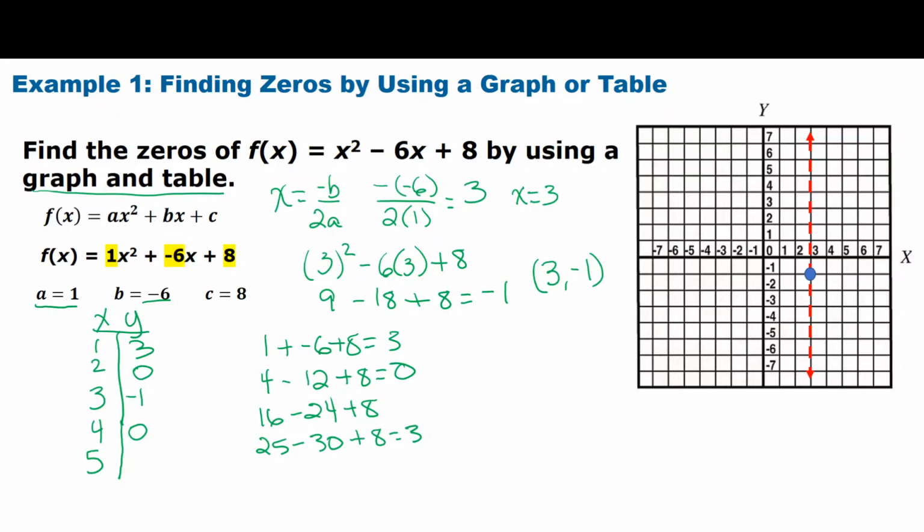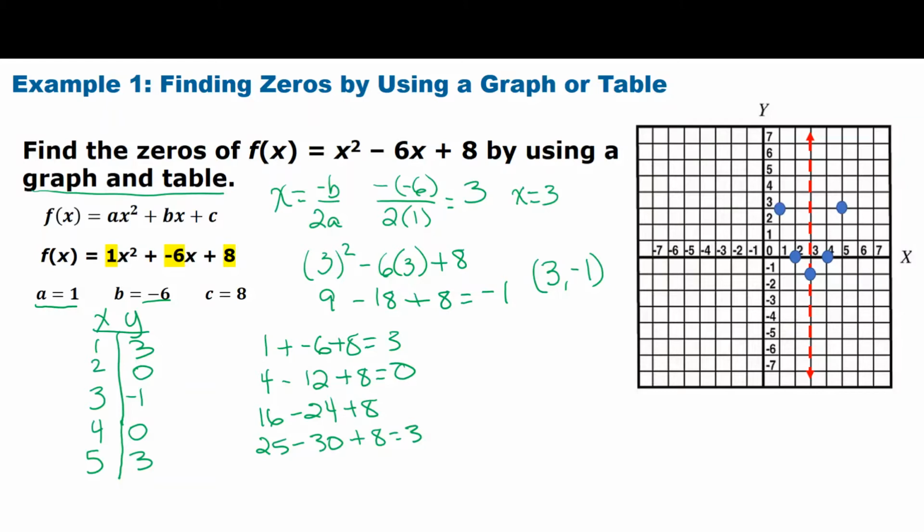Okay, so now that I have some points here, I'm going to go ahead and plot them on. I've got my 4, 0 there, and on the other side, exactly symmetrical, is my 2, 0.